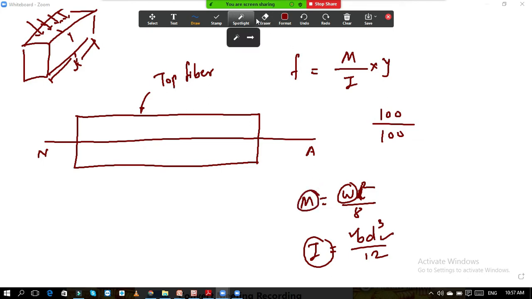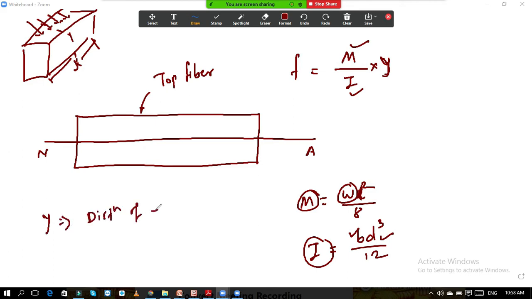Okay, M is also constant. So if you see, it directly depends upon the Y. If this is constant and this is also constant, then it depends upon this Y. Now what is the meaning of Y? Y is nothing but the distance of the extreme fiber from the neutral axis. So we want to calculate the compressive force, so this is our maximum distance.